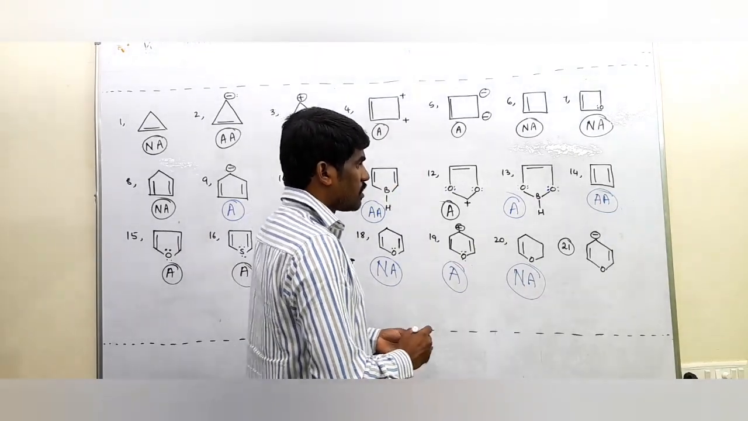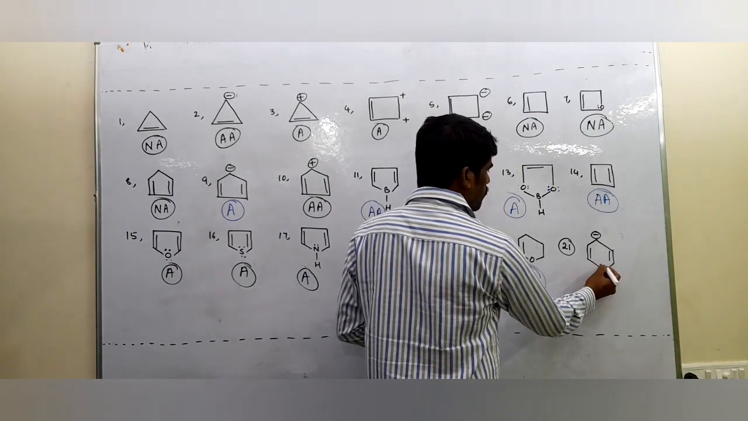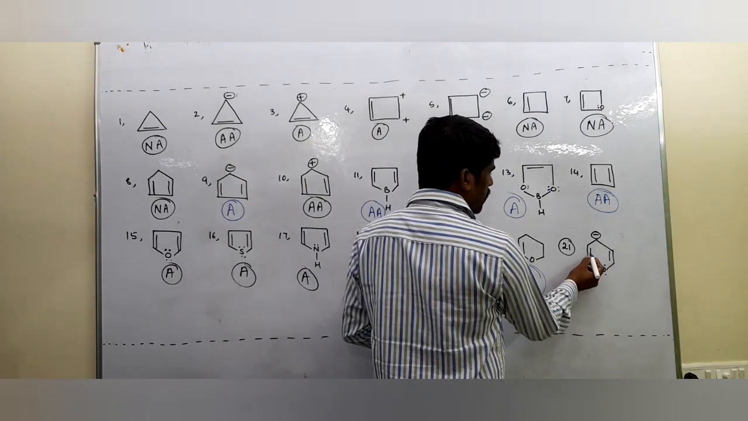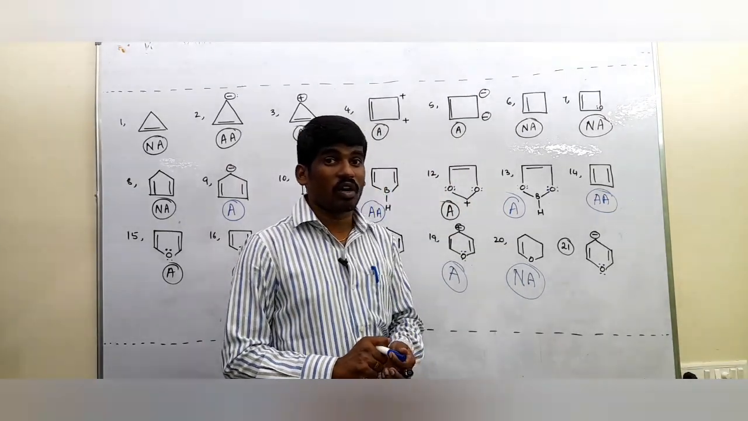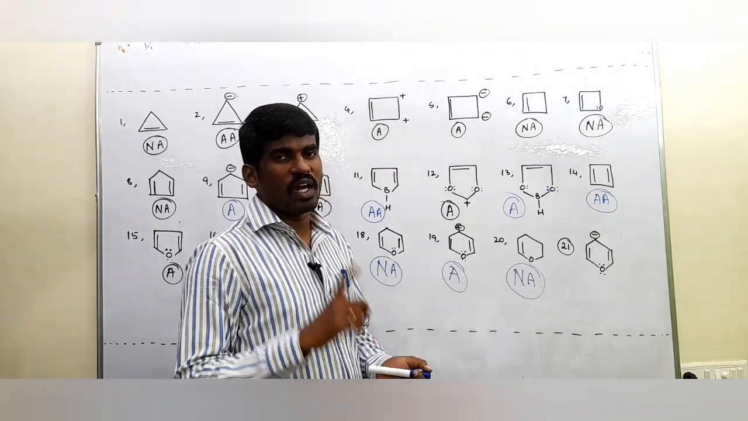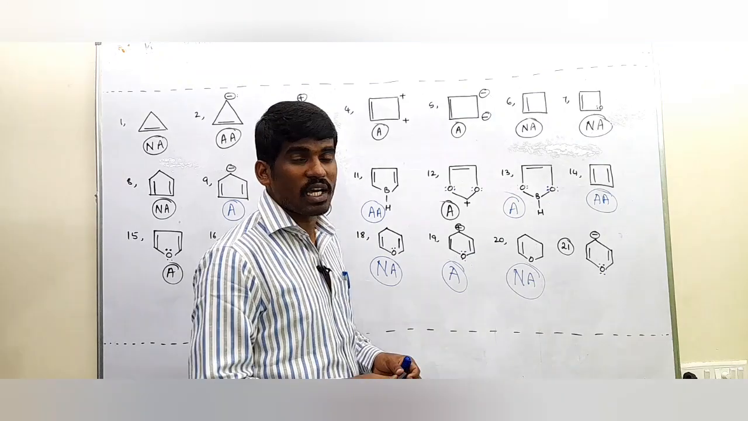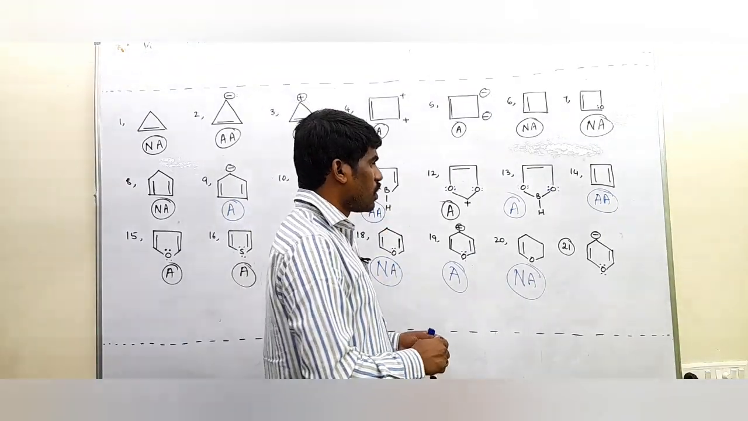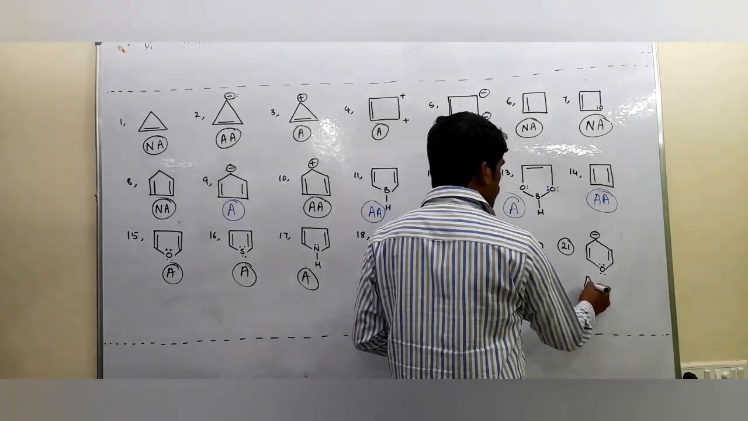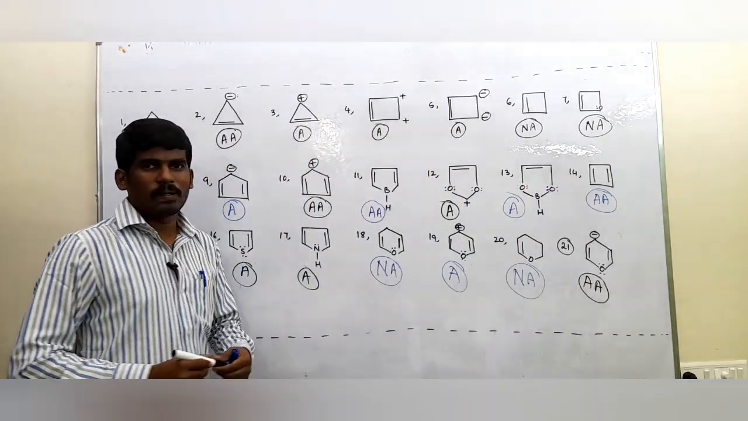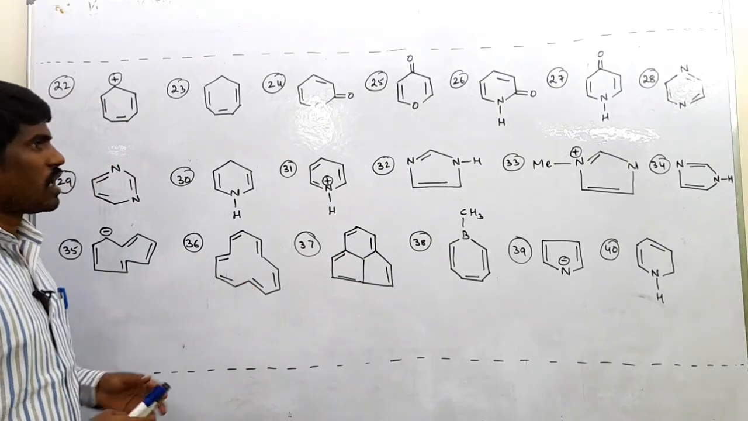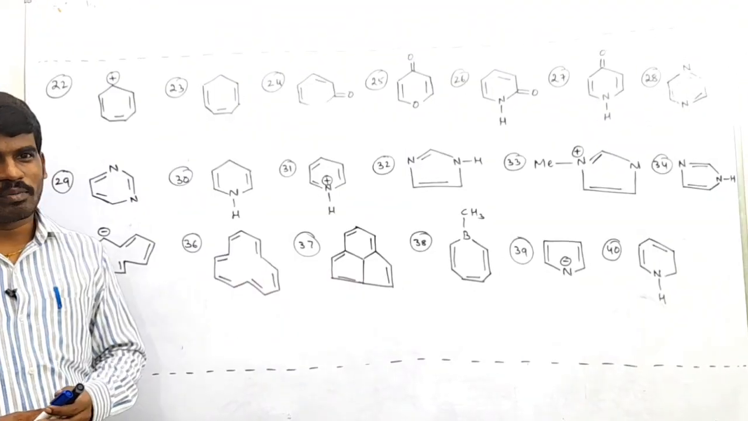When it comes to here, if you check, this lone pair is involved in conjugation. But the total number of pi electrons is equal to how many? 8 pi electrons. If 8 pi electrons are there, it is satisfying the 4n pi rule. 4n pi rule in the sense this compound is anti-aromatic. Hope you understood that. We will continue with the remaining set of examples also.